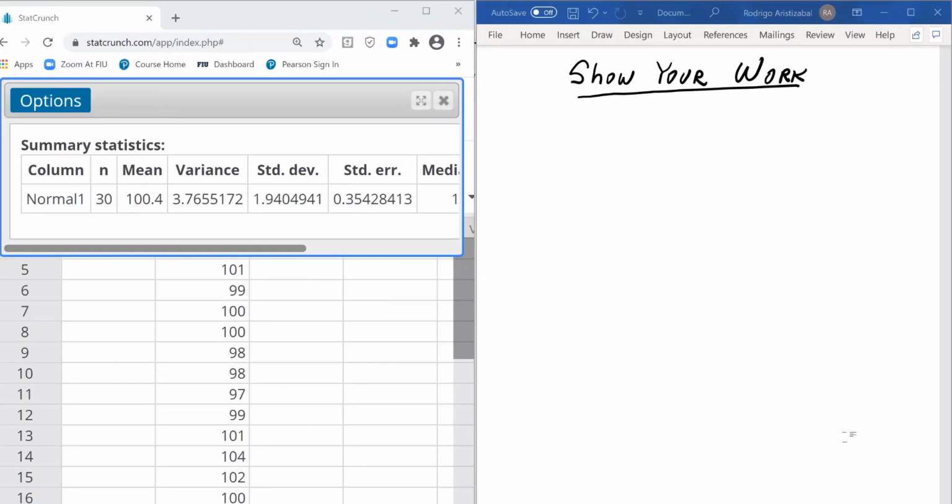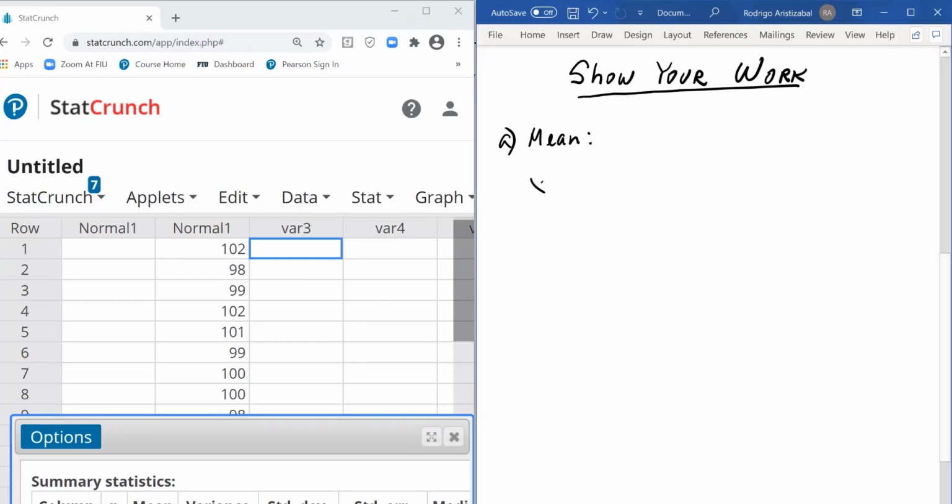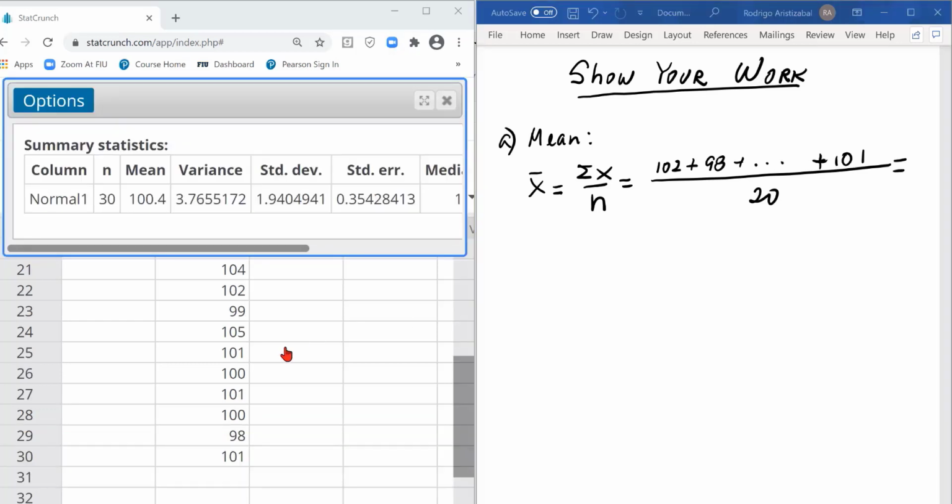Let's show your work to compute the mean of this sample. The formula for the mean, x bar, is equal to the sum of all observations divided by my sample size. Remember, my sample size was 20. My first observation was 102, my second observation was 98, and so on. The last observation was 101. The result of all of this operation is 100.4, but you need to verify this operation in Excel, or if you want, use any calculator. You must verify, but I strongly recommend using Excel.